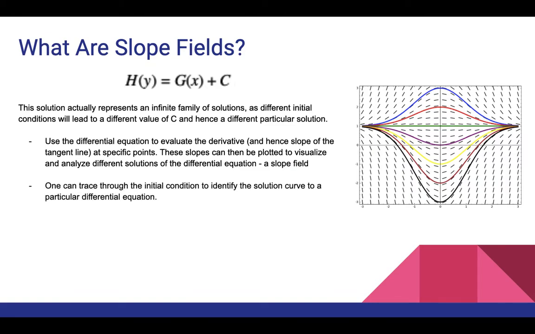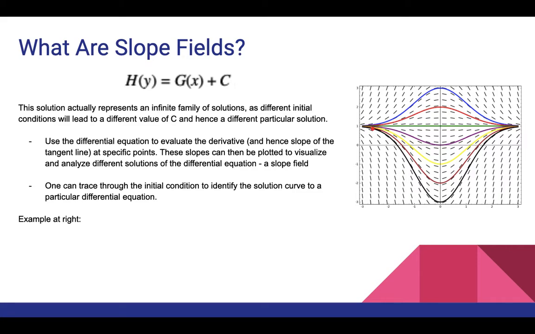So as a result, one can trace through the initial condition to identify the solution curve to a particular differential equation. So we can determine the different properties, concavity, increasing, decreasing, and end behavior, all that good stuff, for many different types of families without having to go through plugging and chugging different c values or without even having to solve our differential equation. So if we have a differential equation that we don't know how to solve because it's too difficult or because we can't use separation of variables, we can plot a slope field from that differential equation and visualize what the solutions look like for different initial conditions.